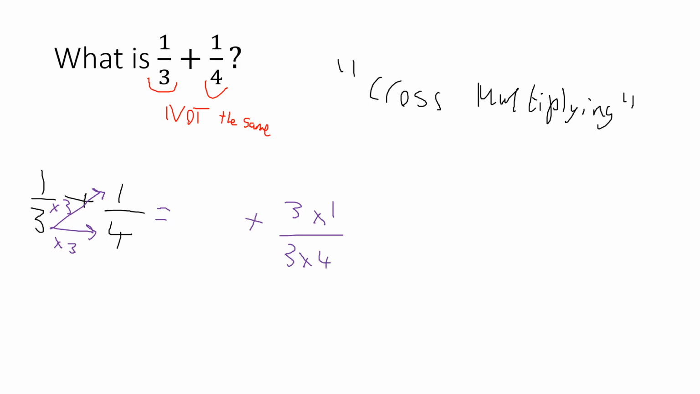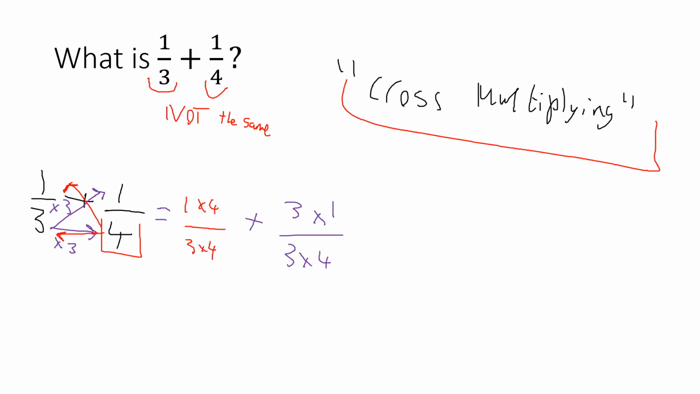For the first number, this 1/3, we're going to do the same. So this 4 needs to be multiplied to each of them. So look, now it's forming a cross, hence the name cross multiplying. What's 1 times 4? It's 4. And likewise, we also need to do the same here. So that's the same as 3 times 4. And now we simplify all of these. 1 times 4 is 4. 3 times 4 is 12. 3 times 1 is 3. 3 times 4 is 12.